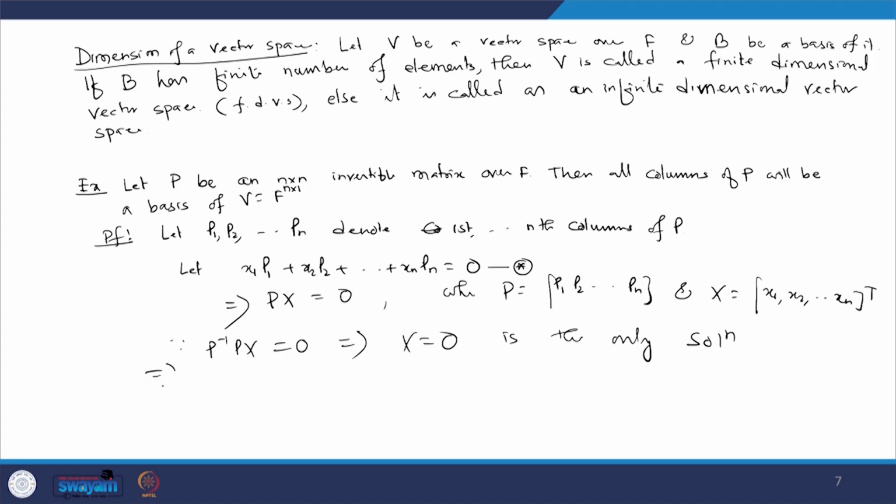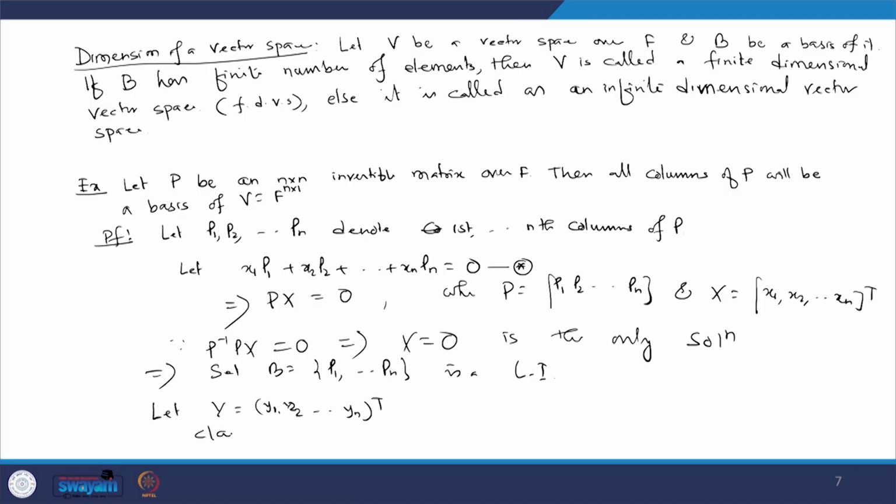So this implies that the set B equal to {P1, ..., Pn} is a linearly independent set. Now, I have to show that it also spans F^(n cross 1). So let capital Y equal to (y1, y2, ..., yn) transpose. This is a column vector which belongs to F^(n cross 1).